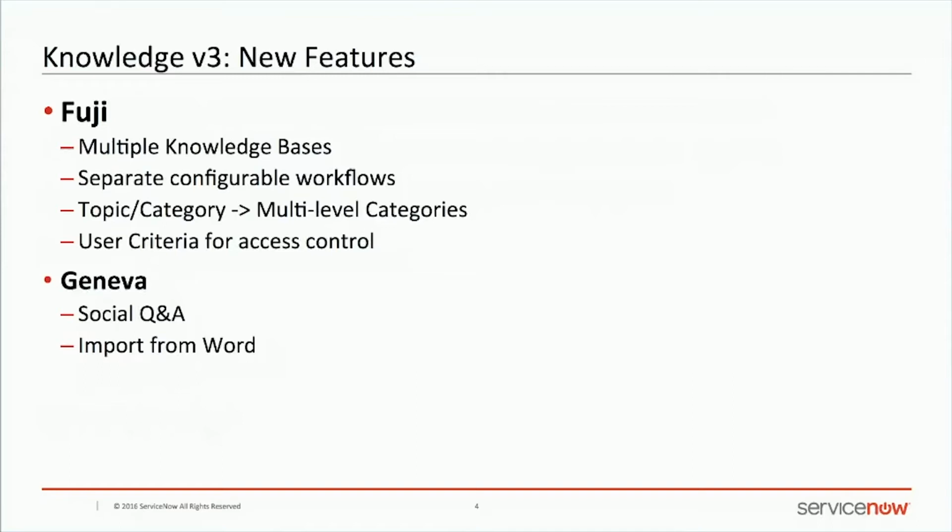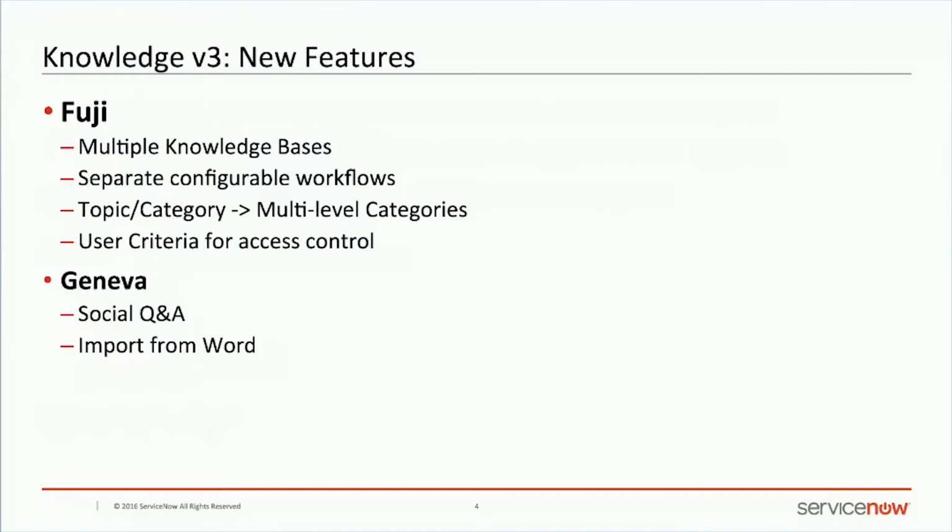Additionally, in Geneva, we added a social Q&A. It's a means of having your end users try to help each other. They can post questions and get answers. These questions and answers are then indexable by the knowledge search engine, and available as a way to augment your self-service and augment the content that you have.